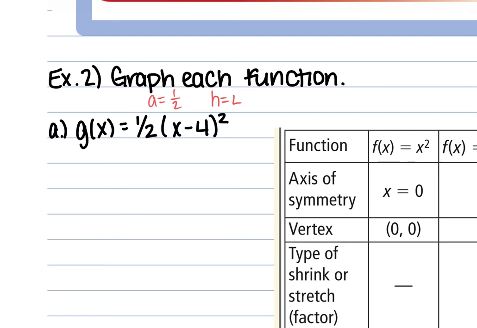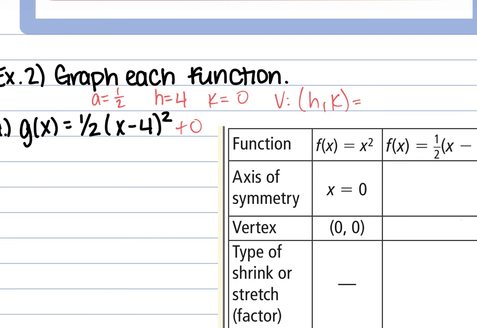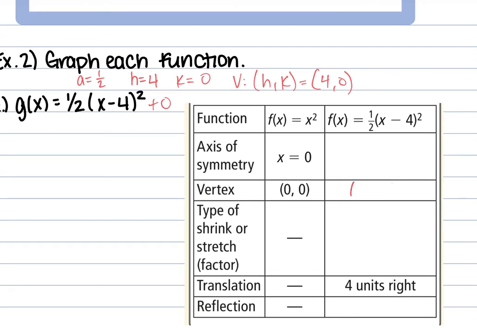The 4. But it's a positive 4. Correct. Okay? Because what world are we in when we're inside the parentheses? Opposite world. Okay? So h is 4. What is k here, guys? 0. It's 0. Because technically there's a plus 0 here, right? So your vertex is h comma k. In this example, what's my vertex? 4 comma 0. Do you see how easy that was? Okay. So vertex form is super helpful in finding the vertex. Our vertex is going to be at 4 comma 0.